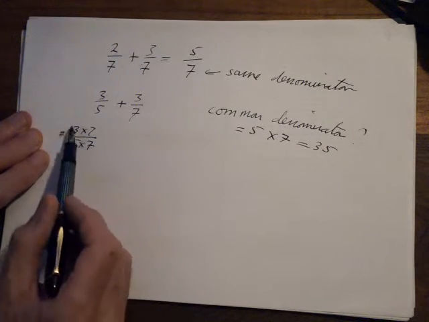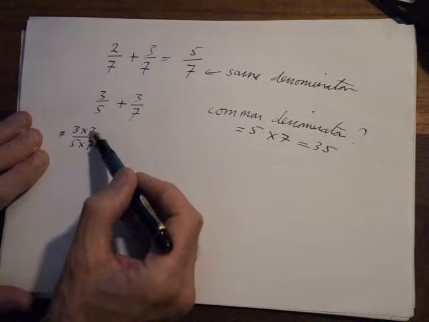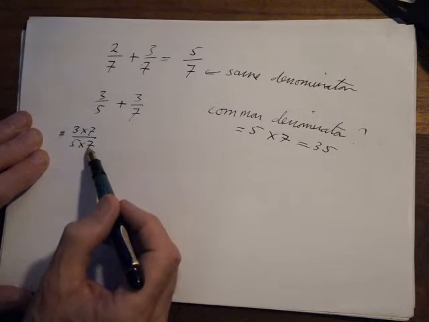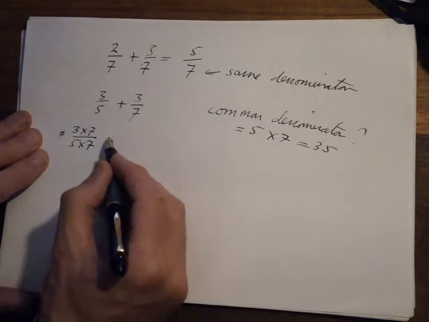Don't think that we've multiplied this fraction somehow by 7. We haven't. We've multiplied it by 7 on the top, and we've multiplied it by 7 on the bottom, and those 7s could cancel out. We haven't really changed it at all.